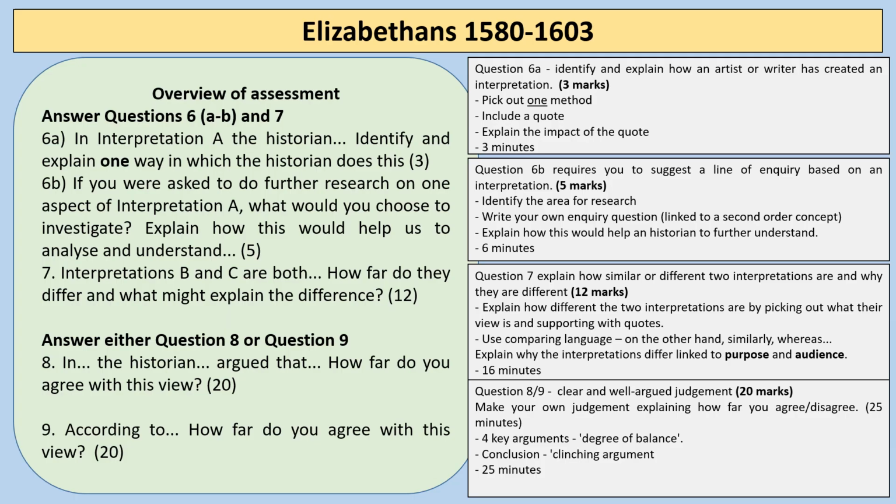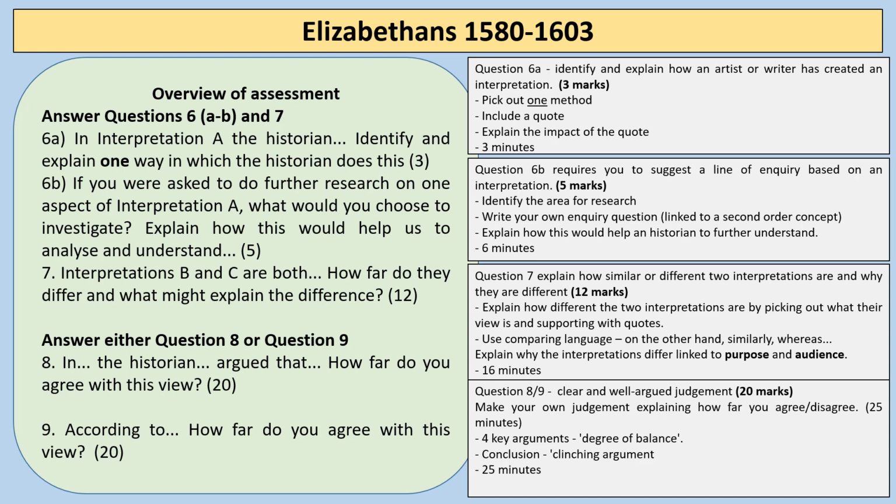Yes, so just a reminder about how you're going to be assessed for the Elizabethans exam. For question 6, you'll be given an historical interpretation and you'll have to identify and explain one way in which the historian puts across a particular point of view. For 6B, you're asked to do some further research on one aspect of interpretation A. So you're going to decide what you're going to choose to investigate. You're going to identify the area for research, write your own inquiry question linked to a second order concept and explain how that would help a historian to further understand.